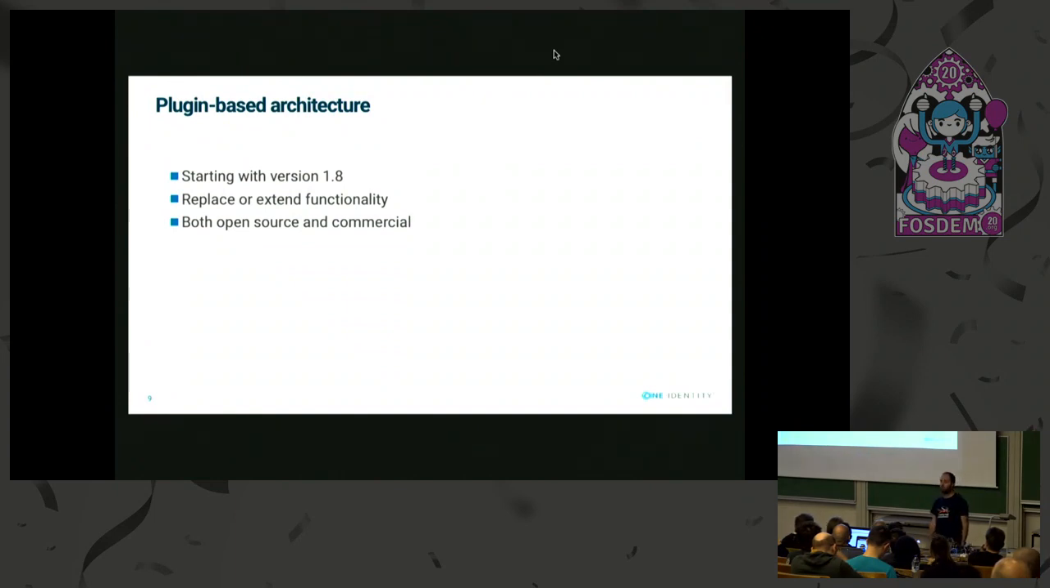Version 1.8 of sudo introduced a plugin-based architecture, which means that even basic features of sudo are now implemented as plugins, and you can replace or extend functionality of sudo using plugins. There are both open source and commercial plugins available.